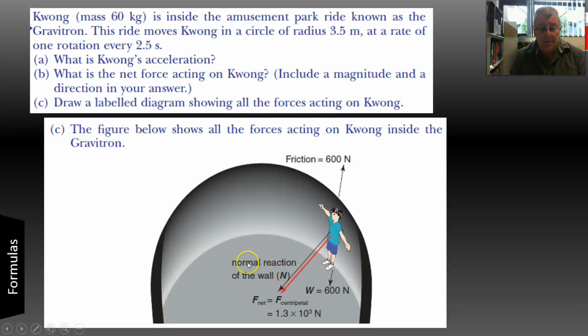Now notice they've also labelled a normal reaction force for the wall, which is equal to the centripetal force, because the centripetal force is making you go around a circle, and what's providing that centripetal force is the wall pushing. So it's not saying that you're experiencing twice that amount of force. It's saying that the net force, the reaction force of the wall, and the centripetal force are the one and the same, acting in the same direction with the same magnitude.